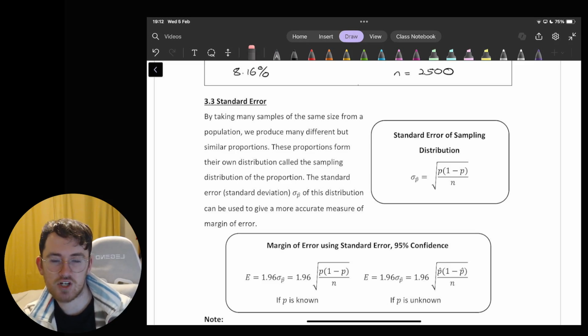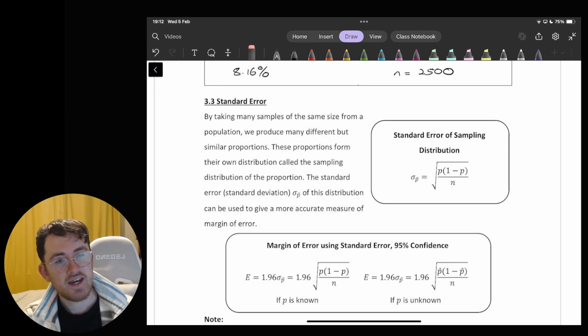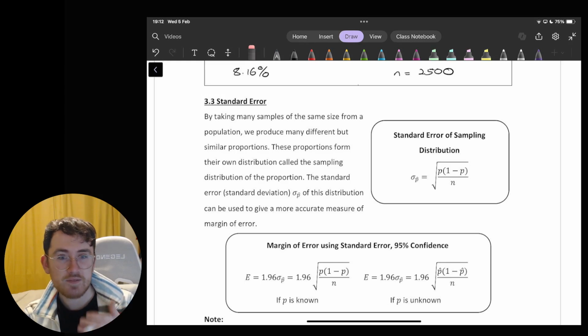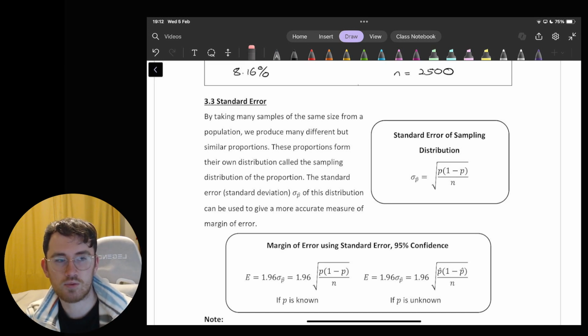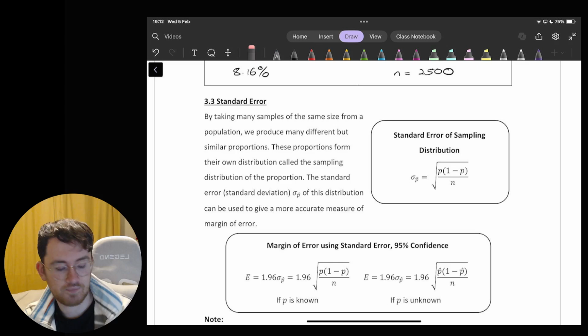So we had that margin of error approximation previously. Now we have this standard error, this kind of standard deviation for the population proportions, and it's basically us saying how far from the actual population proportion is this sample proportion likely to be on average. On average, how far are these sample proportions from the actual population proportion?